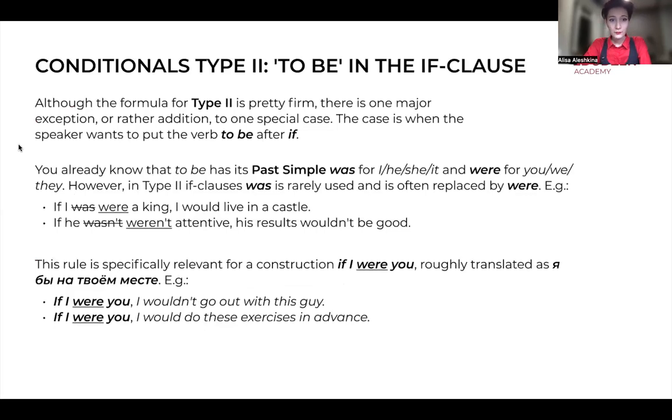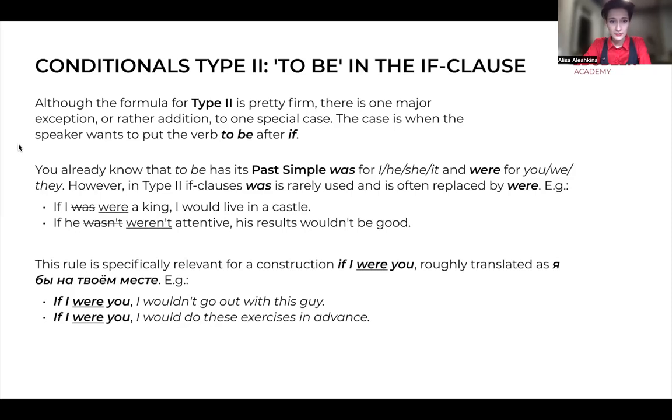Still, although the formula for the second type that I introduced to you in the previous slide is pretty firm, there is one major exception to the rule. And this case is when the speaker wants to put the verb to be after if. And you already know that the verb to be has two forms in past simple. It was for I, he, she, it, and were for you, we, they.